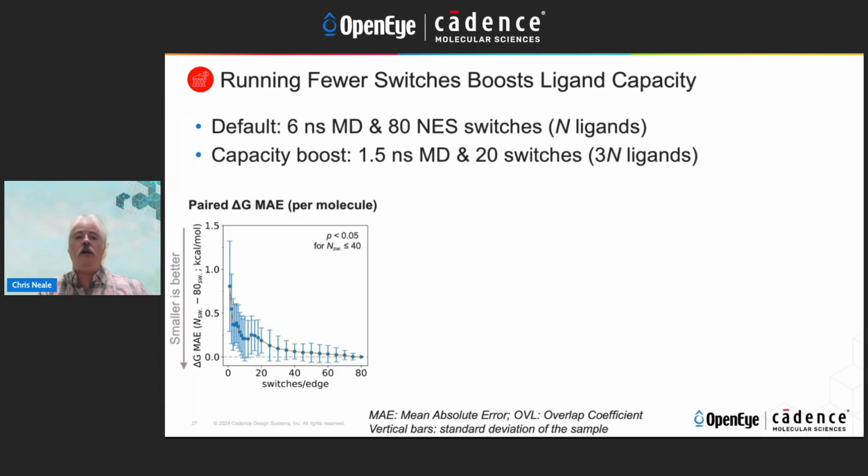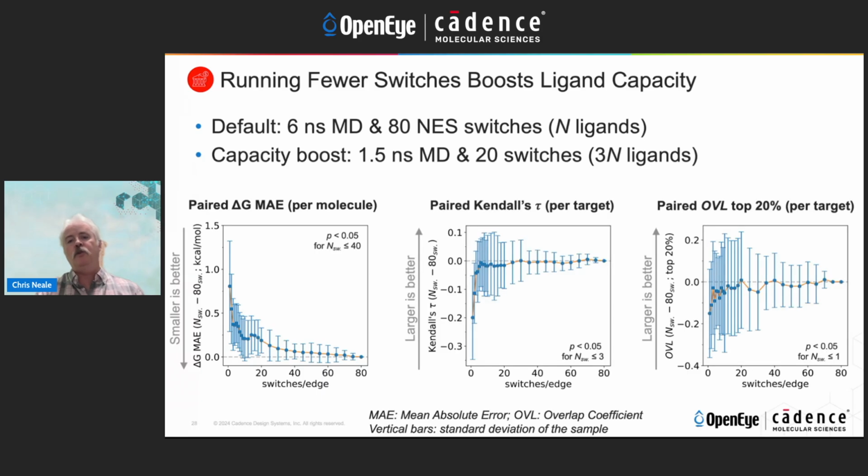So a plot like this allows one to look at this trade-off and say, if I ran 1/4 the switches, turns out that lets me put 3 times the number of ligands through my assay at the same computational expense. Can I accept an increase in average error of 0.2 kcals per mole in order to run 3 times as many ligands? Here I'm showing you a similar plot now for the Kendall's tau and the overlap coefficient.